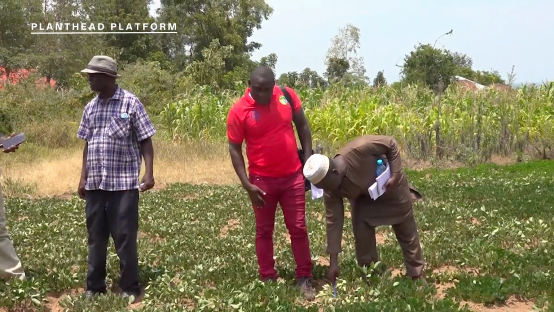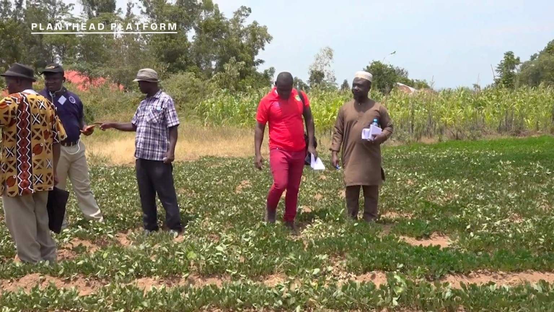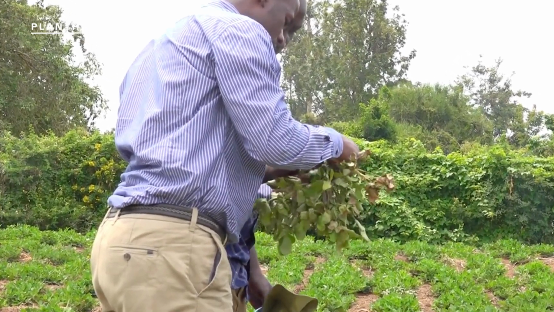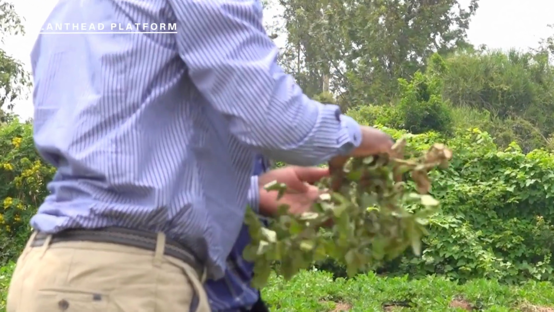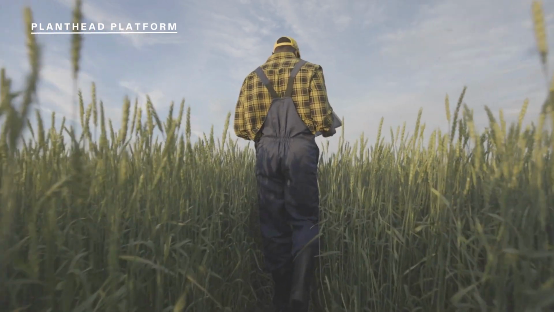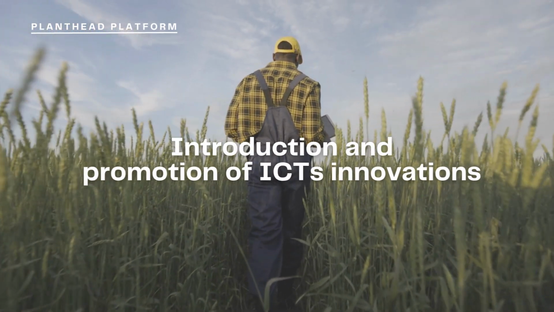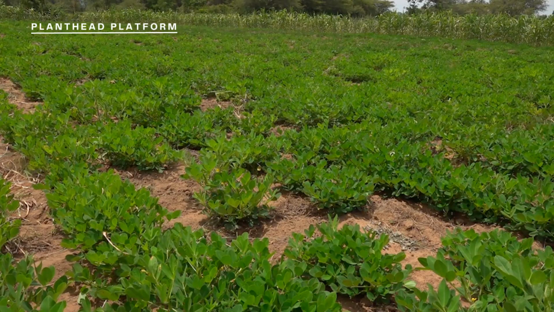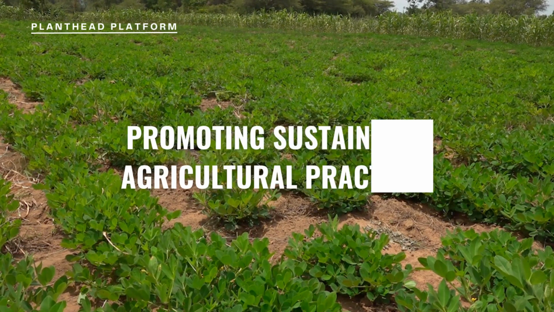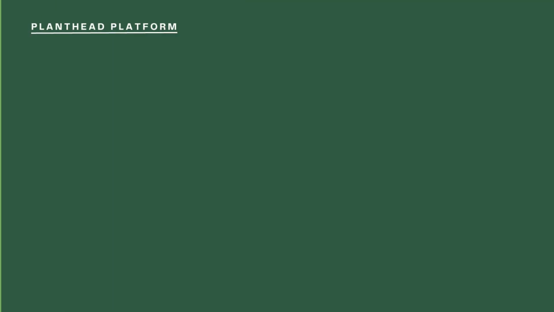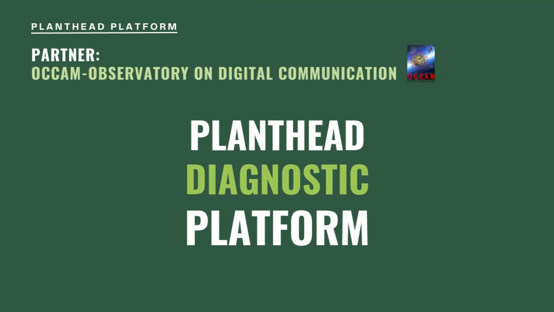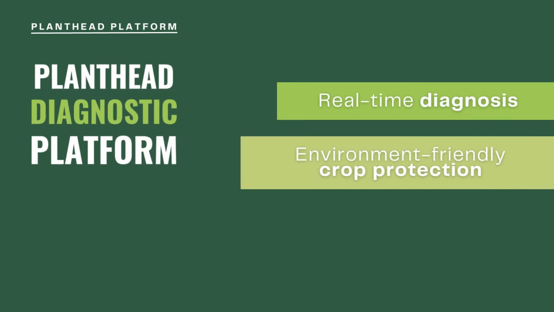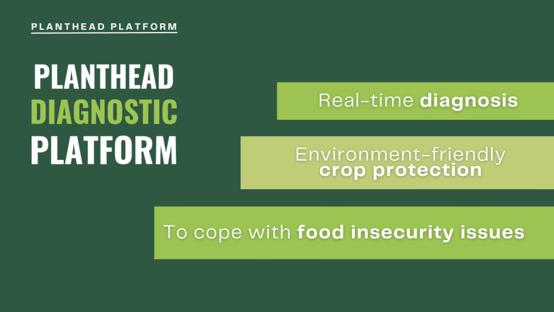The provision of ICT tools to remote and rural communities has great potential for mitigating poverty and expanding digital literacy, to foster the improvement of the socio-economic status of the beneficiaries. The IWABELT project has adopted an approach focused on the introduction and promotion of ICT innovations among farmers involved in the farmer field research units, with the aim of leveraging these technologies within the broader context of promoting sustainable agricultural practices. Among these, Occam has developed the PlantHead Diagnostic platform, a tool aiming at promoting real-time diagnosis and environment-friendly crop protection to cope with food insecurity issues.